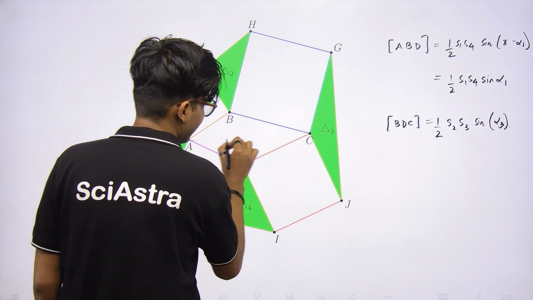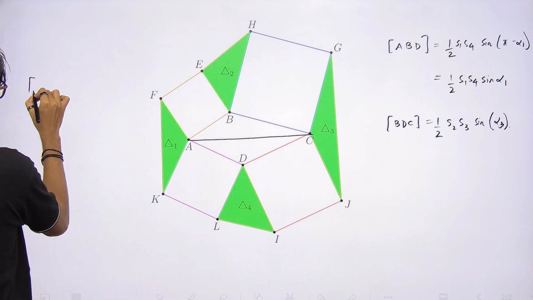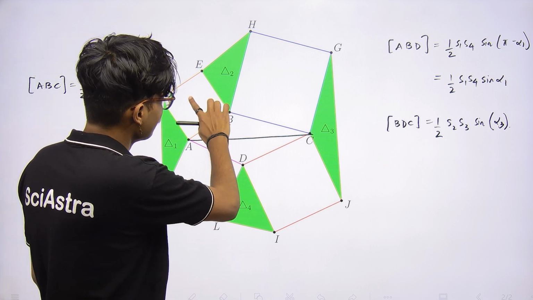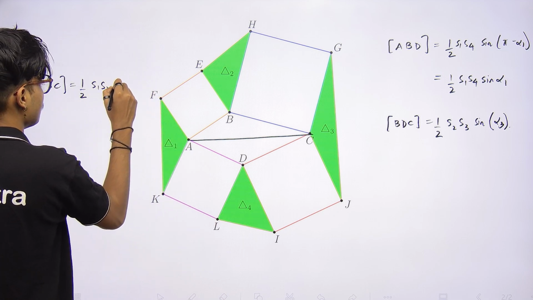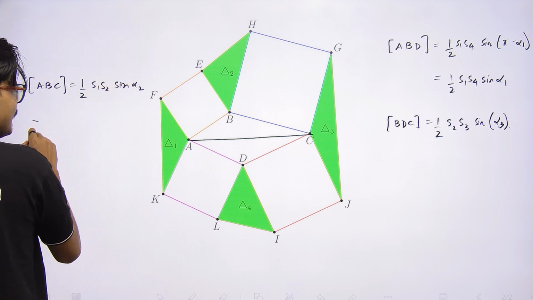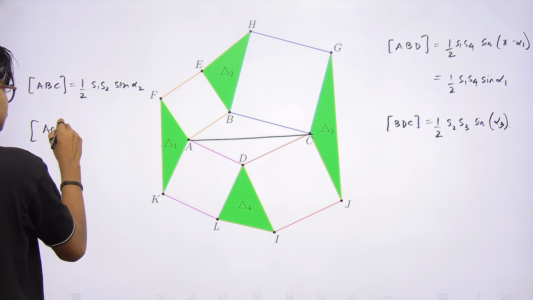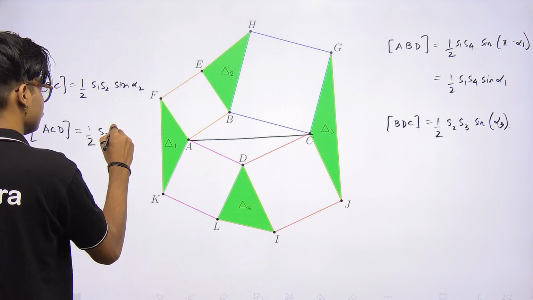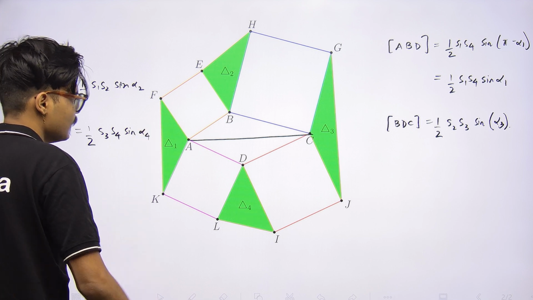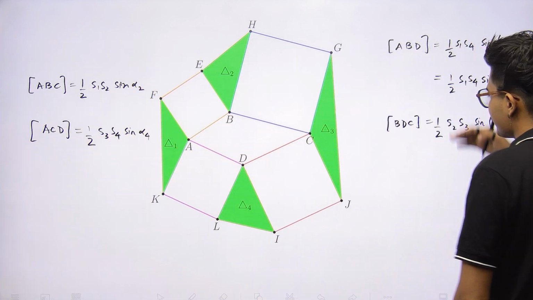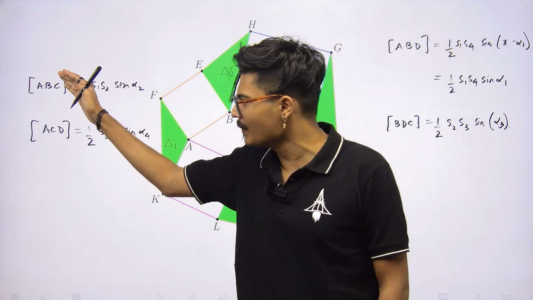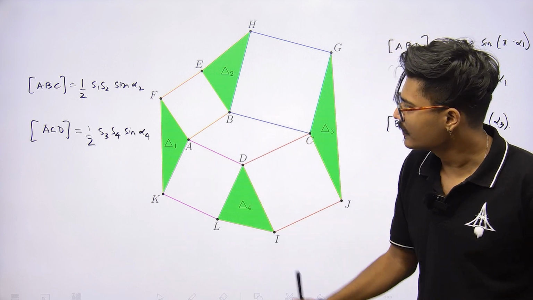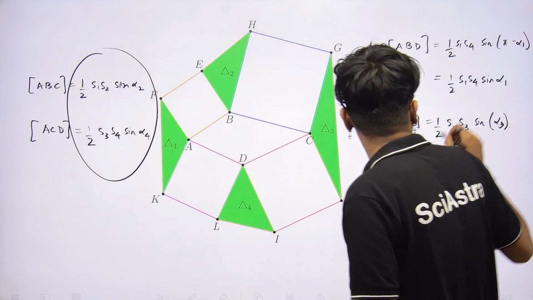Similarly, if we draw this diagonal AC, we can say that the area of triangle ABC is nothing but half of S1 S2 sine alpha 2, and the area of triangle ACD is equal to half of S3 S4 sine alpha 4. Now, it's very obvious that the sum of the areas of these two triangles should be equal to the sum of the areas of these two triangles, because both of them are equal to the area of the total quadrilateral. So the sum of these two quantities should be equal to the sum of these two quantities, right?